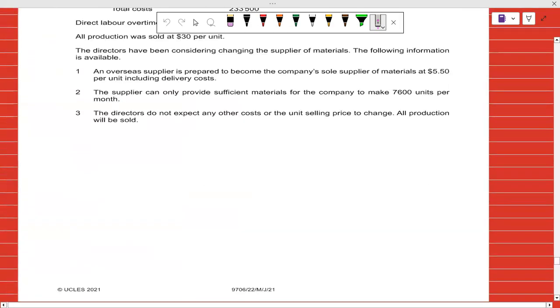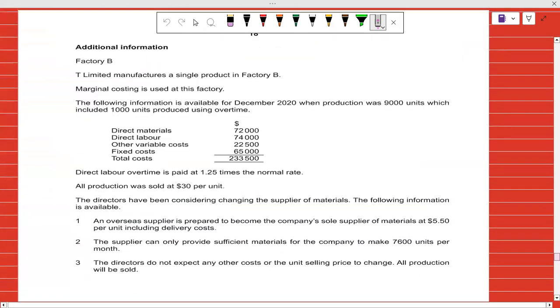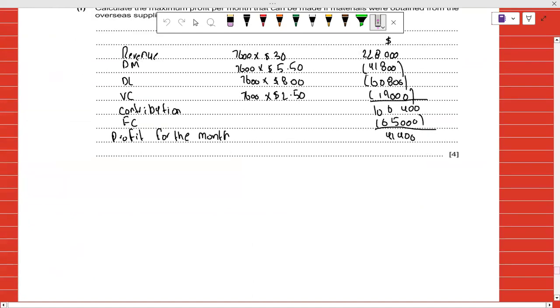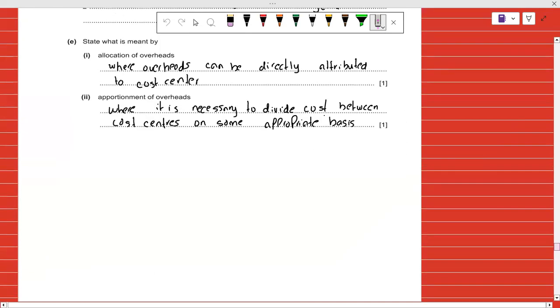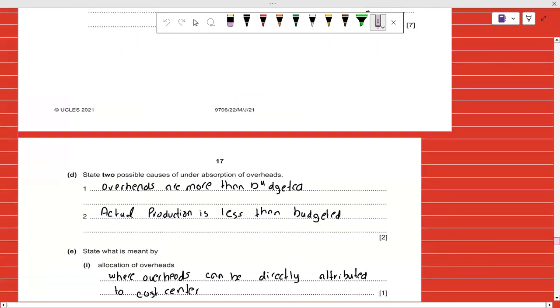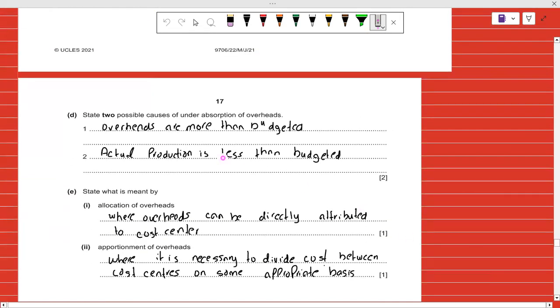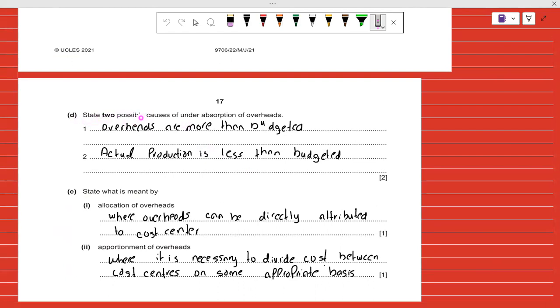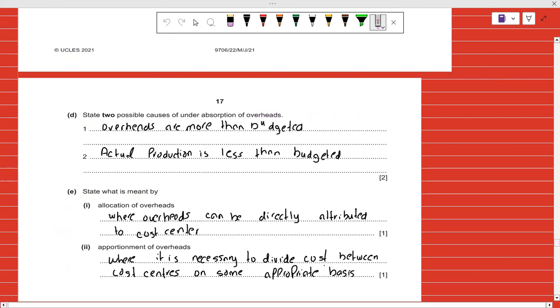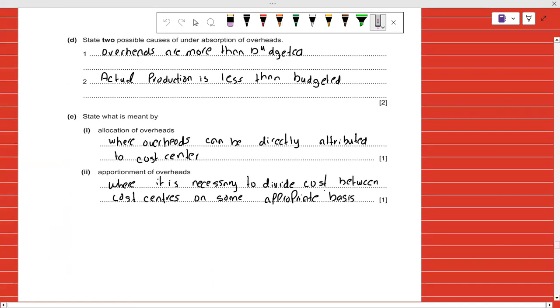Okay, so we have done with this part also. As you can see, there are some statement-based questions. You can see: state two possible causes of under absorption of overhead. You can just read from my solved example.